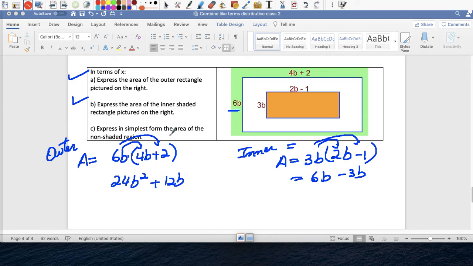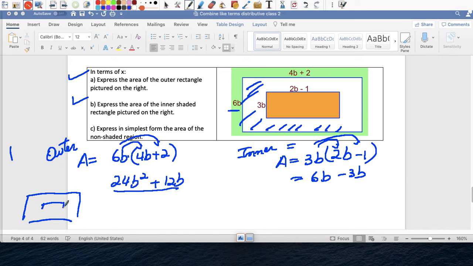Express in simple form the area of the non-shaded region. Okay, so the non-shaded region is this part, right? So imagine you had a piece of paper and you punched a hole in the middle, the yellow part. So what you have left over is this, the non-shaded region. The whole white paper is expressed by this. We punched the hole, which is expressed by this. So there's some left over. How much is left over?